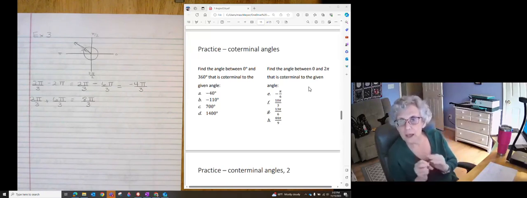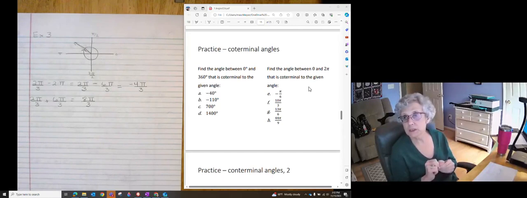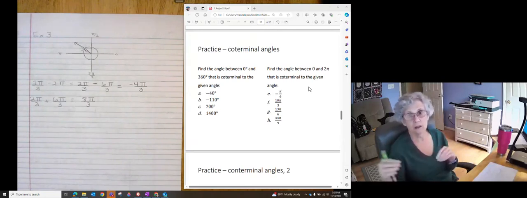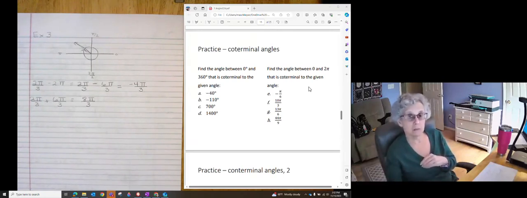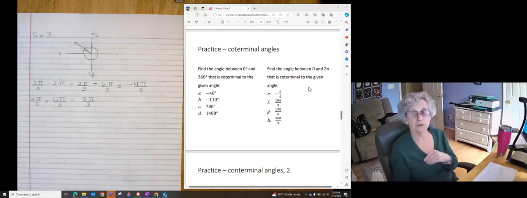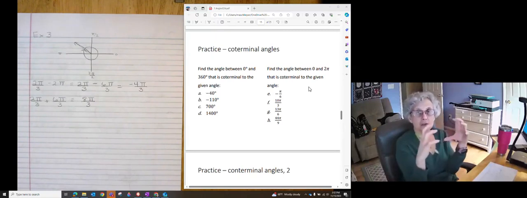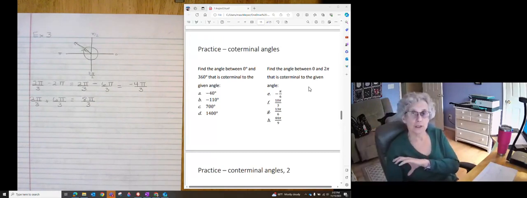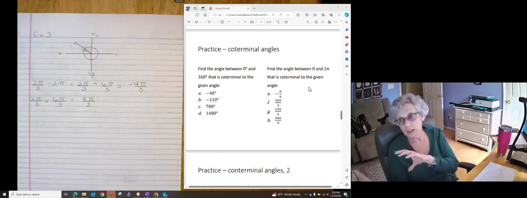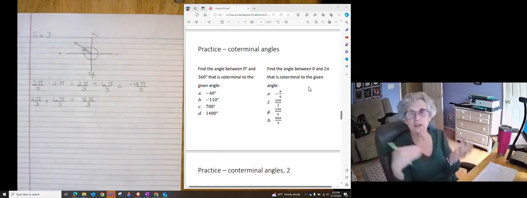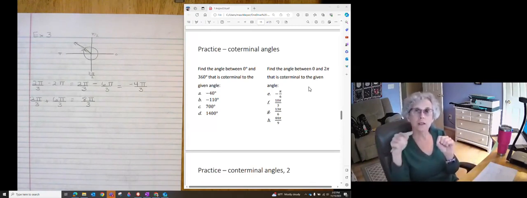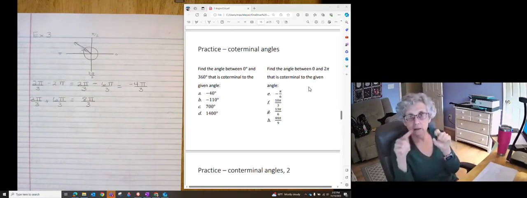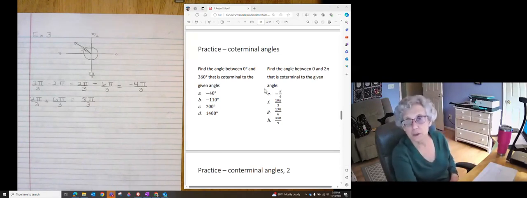So we want to find the angle between 0 and 360 degrees that is coterminal with the given angle. So we want to take those negative ones and make them positive. We want to take those positive ones and bring them down so that they're between 0 and 360. And the same with the ones that are in radians. We want to take the negative ones, make them positive, take the positive ones, and subtract intervals of 2 pi until we end up back on the unit circle between 0 and 2 pi.